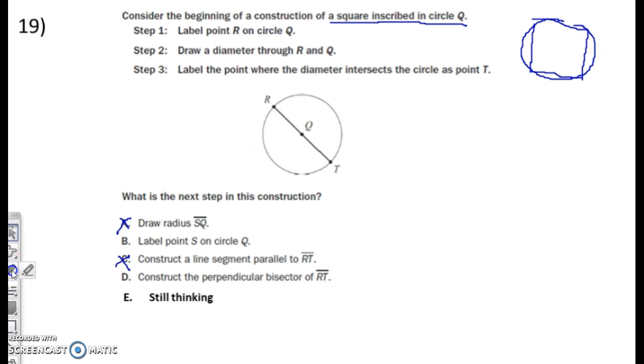The next one says to construct the perpendicular bisector of RT. So if we did the perpendicular bisector, that would cut it into two equal pieces and it would be a 90-degree angle. Now, I don't know about you, but I think that that is actually going to help us because then we have the vertices of our square. So this is definitely what we're going to want to do to finish out that construction. Labeling a random point just didn't do anything for us.